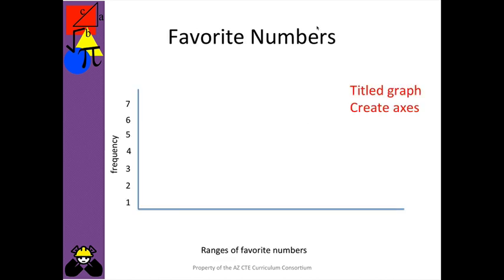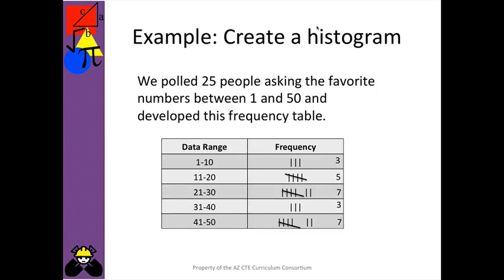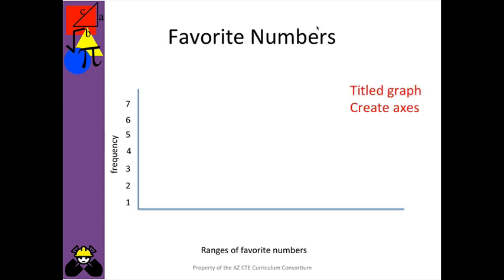First thing is I titled the graph and I created the axes. Favorite numbers. If I go back, I notice that my largest frequency was 7. So that when I came to this graph, my frequency on the y-axis only had to be up to 7. And then the ranges of favorite numbers are going to go on the x-axis. All right? So go ahead and complete that on your note taker, and we'll meet you back here when you're ready.